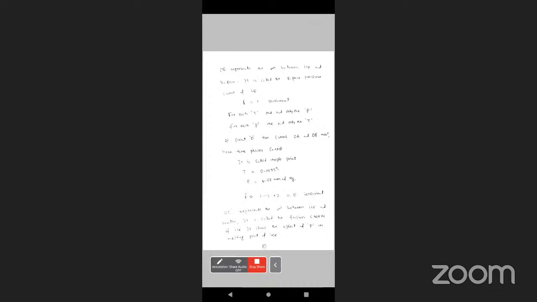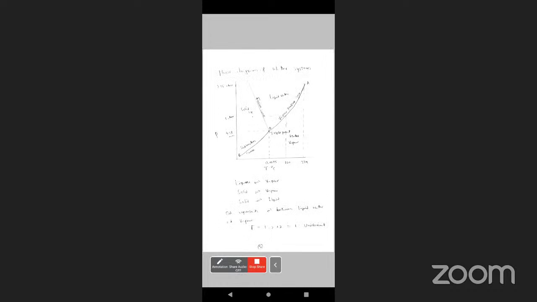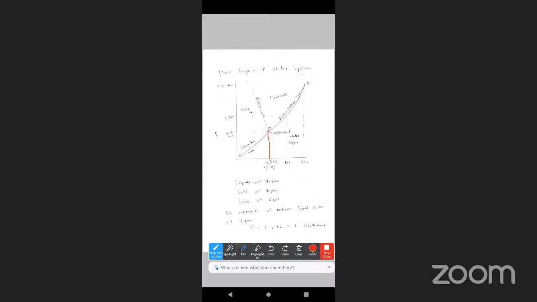And for each temperature, one and only one pressure from that water system phase diagram. And similarly, for each pressure, we will have one and only one temperature. That particular temperature will have a particular pressure, or otherwise, at a particular pressure we have a particular temperature.